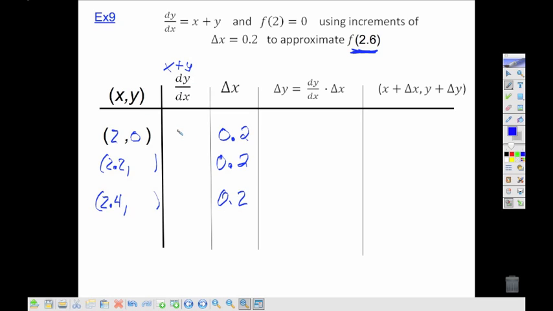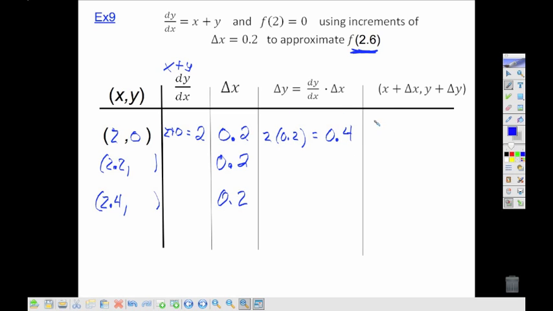Okay, so looking at this first part, x plus y, looking at our formula, that's 2 plus 0, which gives me 2. We multiply those together. To find delta y, we want dy/dx, which we just found to be 2, times our change in x, which is that. And so our change in y is going to be 0.4.